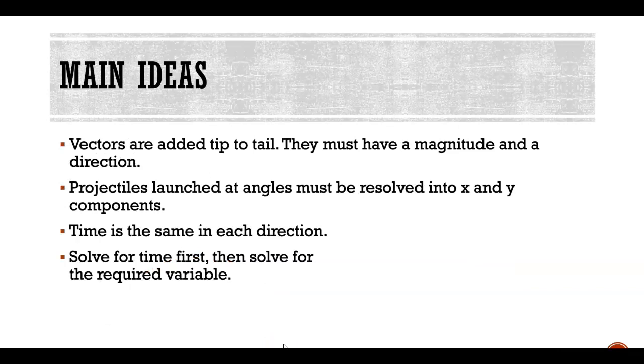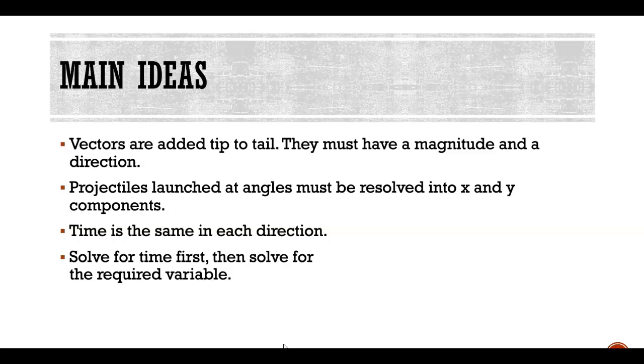You do again have to watch your signs, particularly if something has an initial velocity that's down. I think that can be a little bit confusing. But here are our main ideas for this whole section. When you're doing vector addition, you have to add tip to tail. Anything that's a vector has a magnitude and a direction. Our curriculum uses the compass notation for that, so be careful of using that.